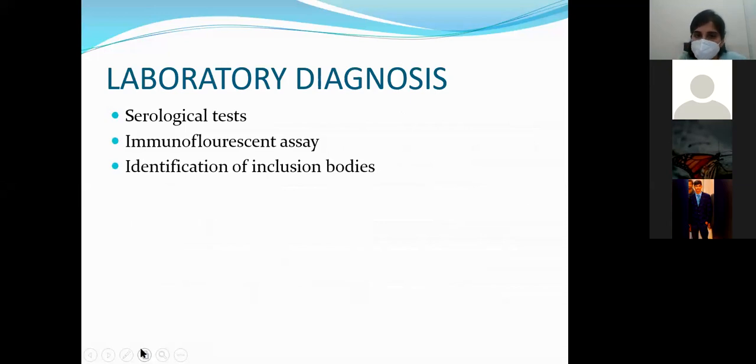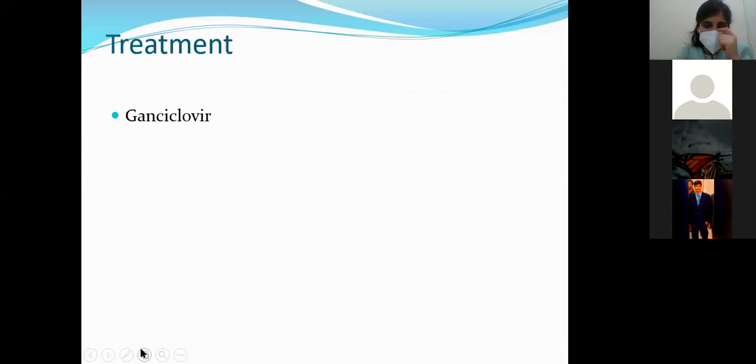Now we will discuss the laboratory diagnosis. As I told you, in viruses, mostly we will do the ELISA and PCR, but there will be serological tests. You will do the heterophilic antibodies, immunofluorescence assay, and identification of the inclusion bodies. Inclusion bodies are actually the intranuclear inclusions with the prominent giant cells. Treatment is ganciclovir.